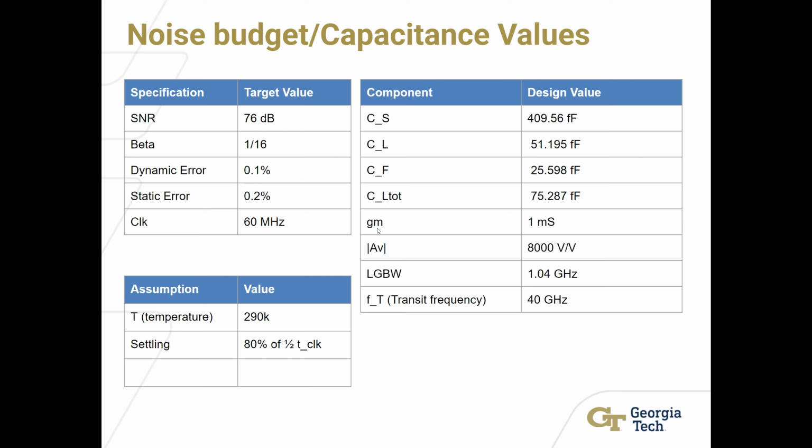And from that, we get the values of our OTA. We get our GM to be 1 millisiemens, our AV to be 8,000, our loop gain bandwidth product to be 1.04 gigahertz, and transient frequency to be 40 gigahertz.